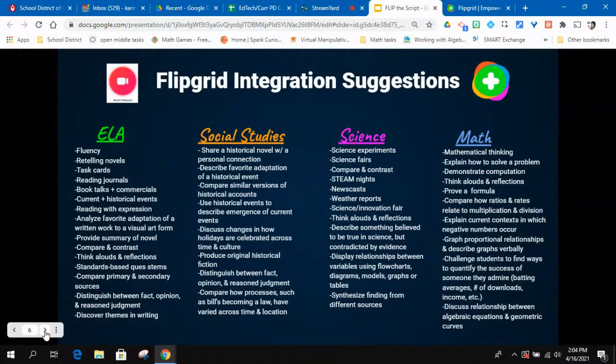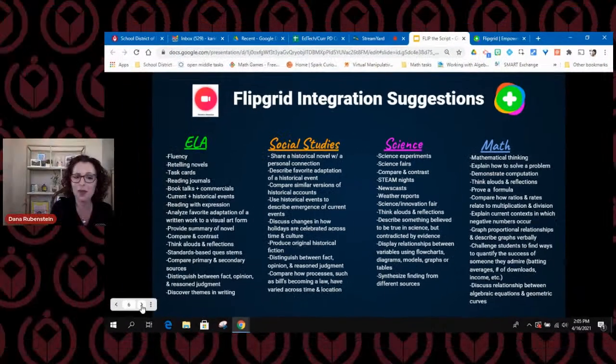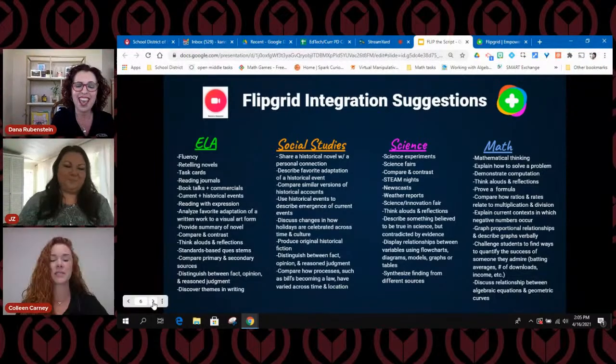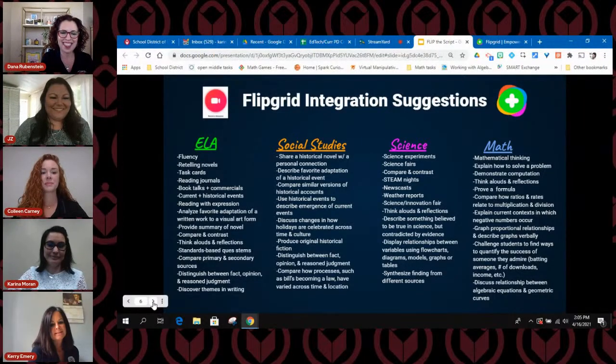And we have lots of suggestions for you. These are only ideas to get that spark going to help you flip over Flipgrid. And team, I'd like to invite you back so that we can talk about some of these ideas. So thinking about how Flipgrid can be used for ELA and social studies and science and math, let's talk about some of these suggestions just to start the conversation. So who would like to kick it off?